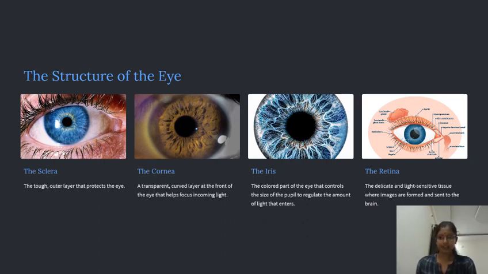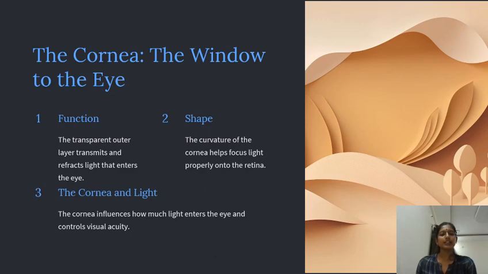Then these are the major components of the eye. The retina is a complex component where the image of the object is formed, and it is then sent to the brain. Then the cornea, the window to the eye. This is the main window of the eye, and we see its function. The transparent outer layer transmits and refracts light that enters the eye. Then its shape: the curvature of the cornea helps focus light properly onto the retina. Then the cornea and the light: the cornea influences how much light enters the eye and controls visual acuity.